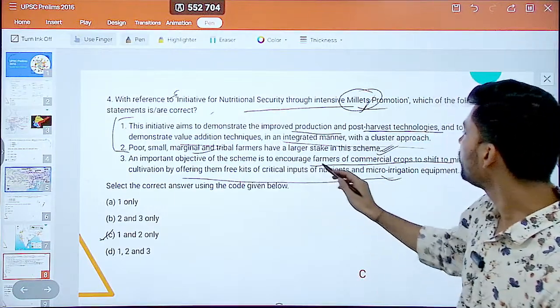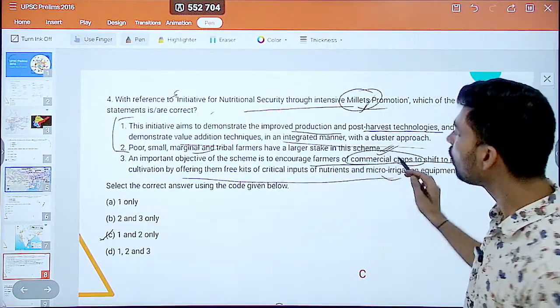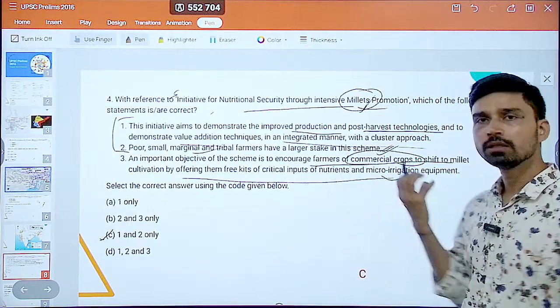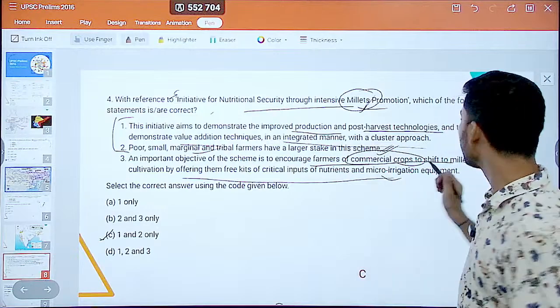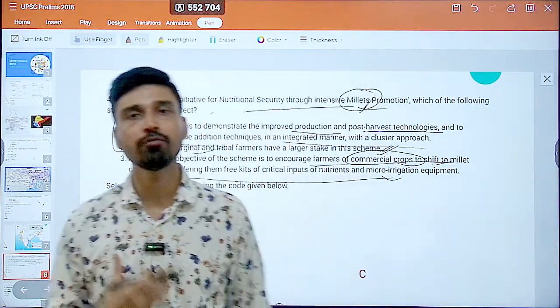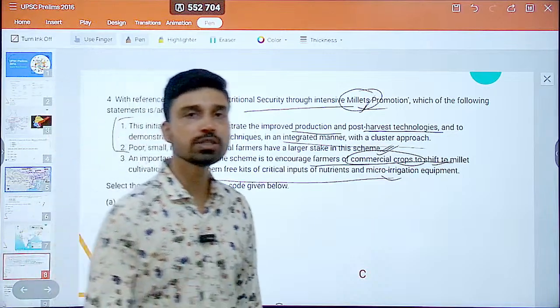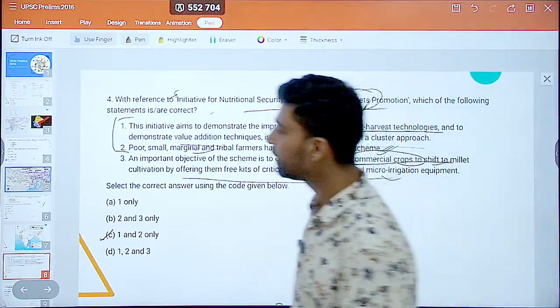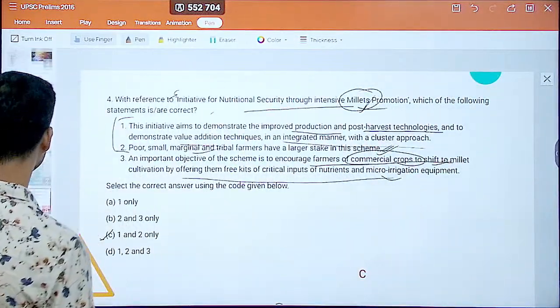Third is to encourage farmers of commercial crops. No, that is not the objective. The objective is the small marginal farmers, not the commercial farmers who are already producing cash crops, because they are not producing cash crops for their own consumption. They are using them for getting money from the market. So that is not the objective. So C is the correct option here, 1 and 2 only.